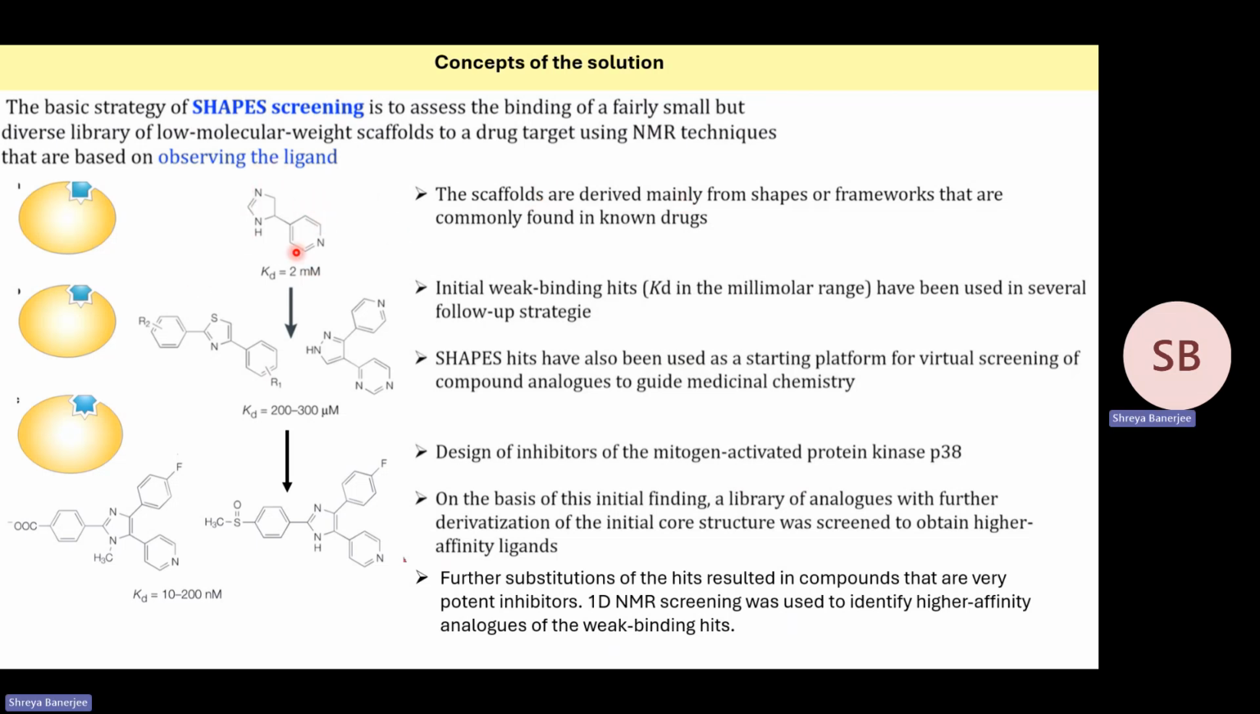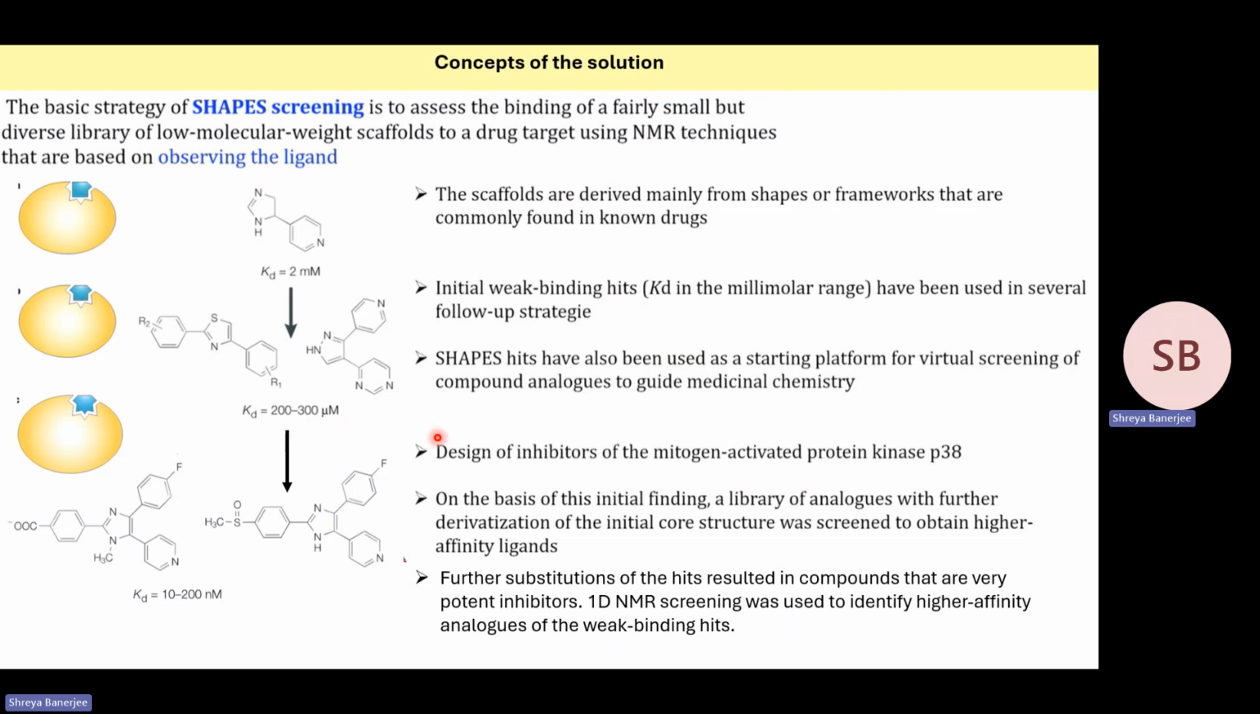These initial guesses are derived from commonly known drugs. Initially, you will get only weak binding hits, like in the millimolar range. But this is the initial guess. Now the guess can be improved and you can see we can get micromolar binding.